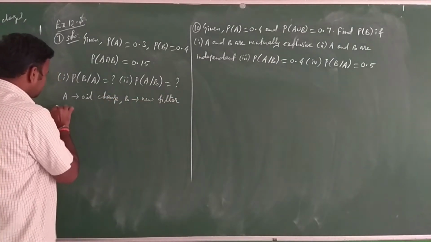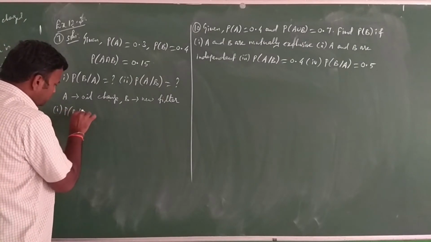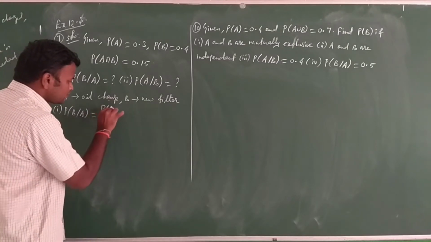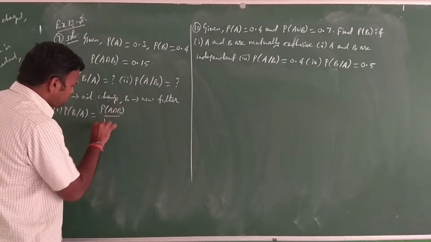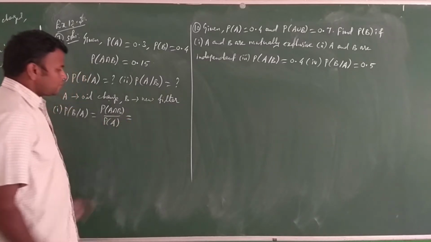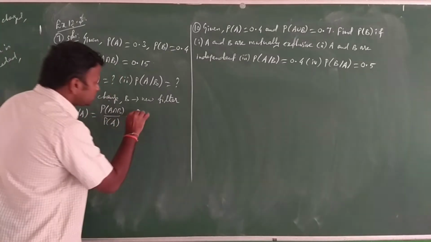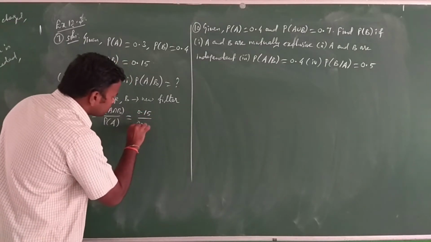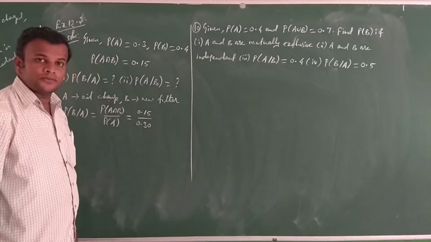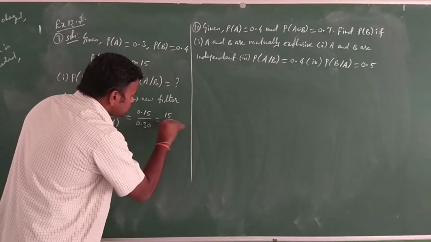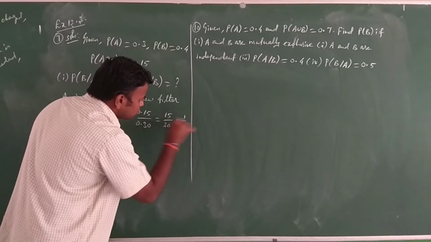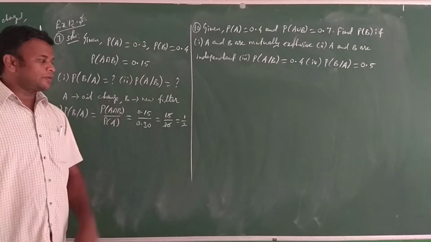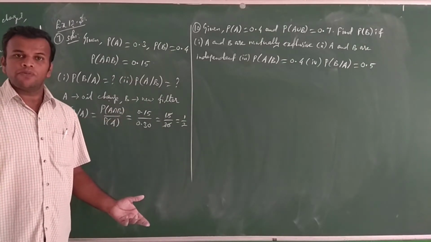So to find the first one, P of B given A. The formula is P of A intersection B by P of A. P of A intersection B is 0.15 by P of A, which is 0.3. It's nothing but 15 by 30. We cancel, we get 1 by 2. To convert to decimal, 1 by 2 we convert, we get 0.5.